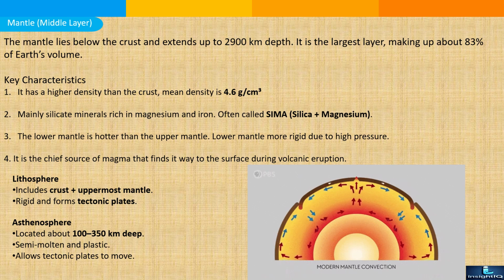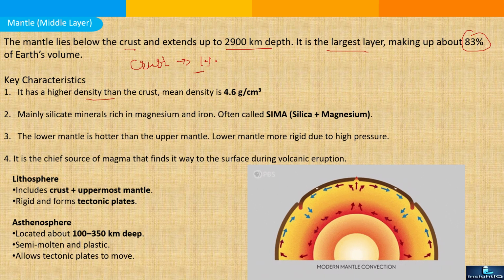The middle layer of Earth is known as the mantle. The mantle lies below the crust and extends to a depth of 2900 km. It is the largest of all three layers, making up about 83% of Earth's volume. Just imagine, the crust on which we live has only 1% of Earth's total volume.